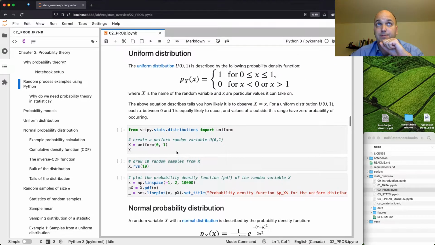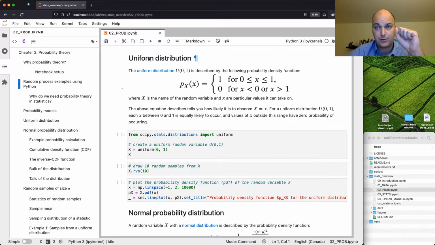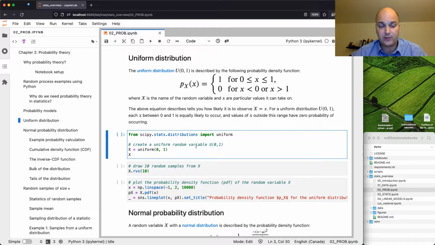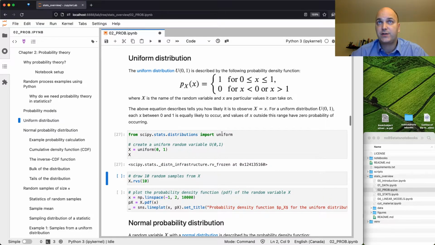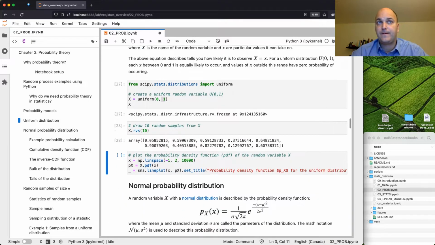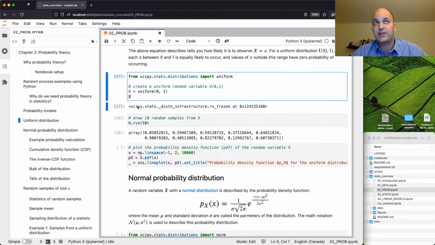Okay, first example. Example 1, the uniform distribution. This is the simplest distribution. We already saw it. Random.random gives you a random number between 0 and 1. So this is how I'm going to create one. There's a function called uniform in scipy.stats distributions. And I say, give me a uniform between 0 and 1. And now this object has all the methods that we need from a random variable.